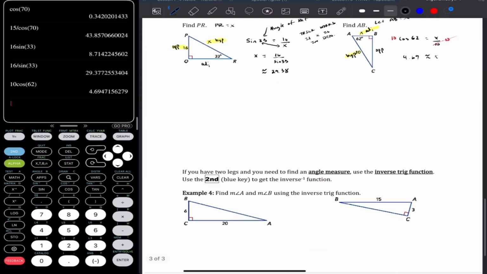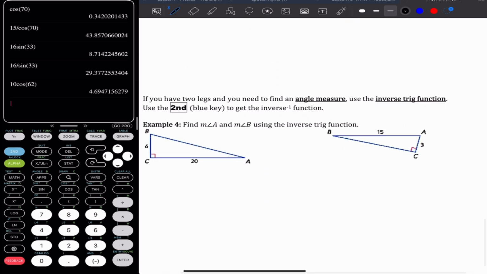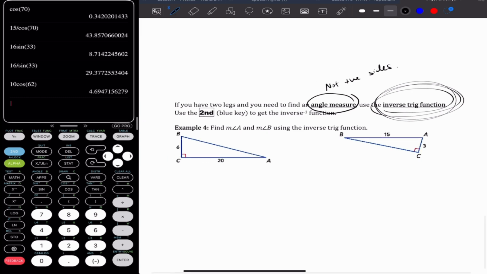All right, here we go. Last thing: if you have two legs and you need to find the angle measure, not the sides, I'm going to make this important. It's not the sides you're dealing with. Not the sides. Use the inverse trig function. And to do that, you use the second key, which is the blue key, to get the inverse function. Inverse minus 1 function. Now, example: find the measure of angle A and angle B using the inverse trig function.